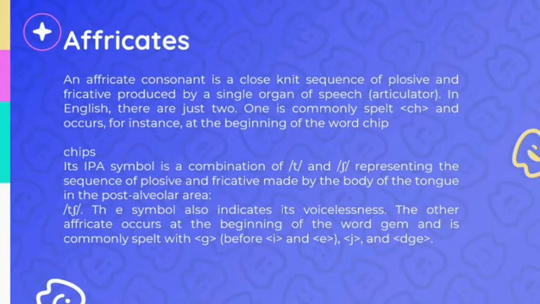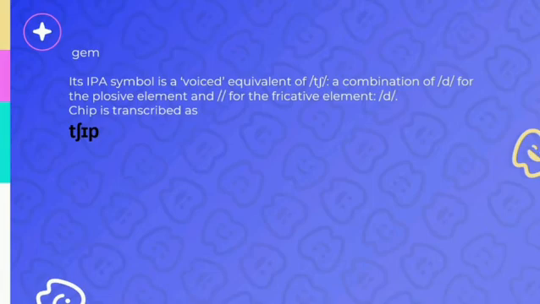The other affricate occurs at the beginning of the word jump and is commonly spelled with g before e and i, and j. Its IPA symbol is a voiced equivalent to the ch, a combination of d for the plosive element and zh for the fricative element. Chip is transcribed as chip.